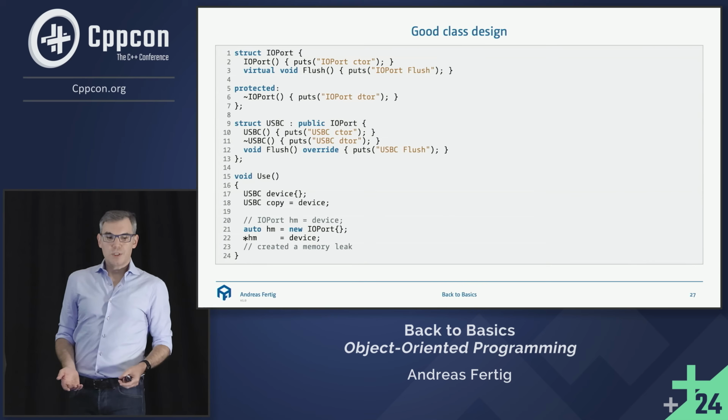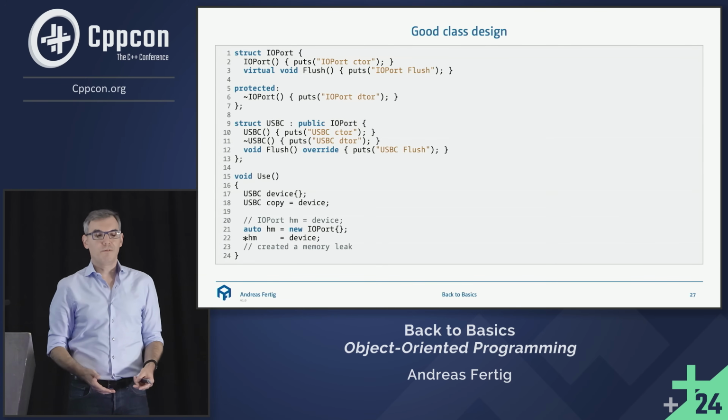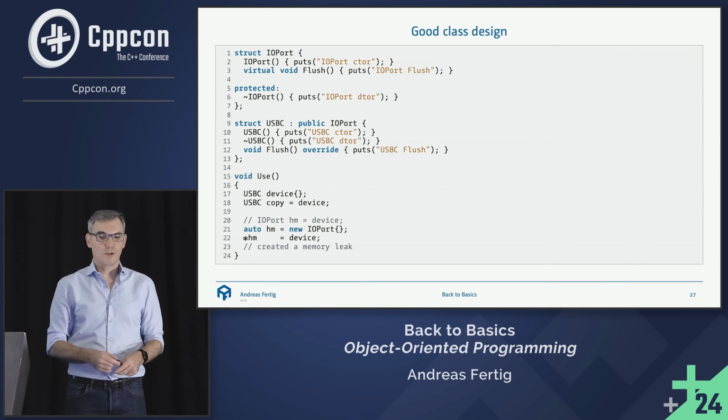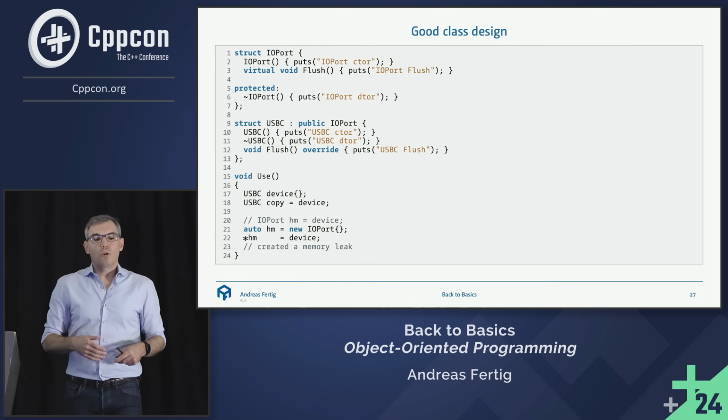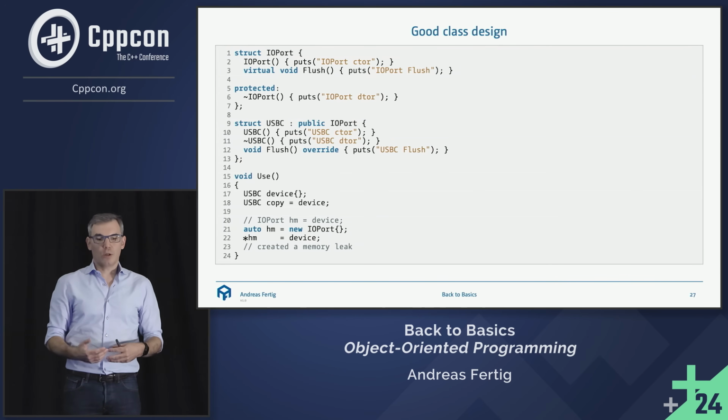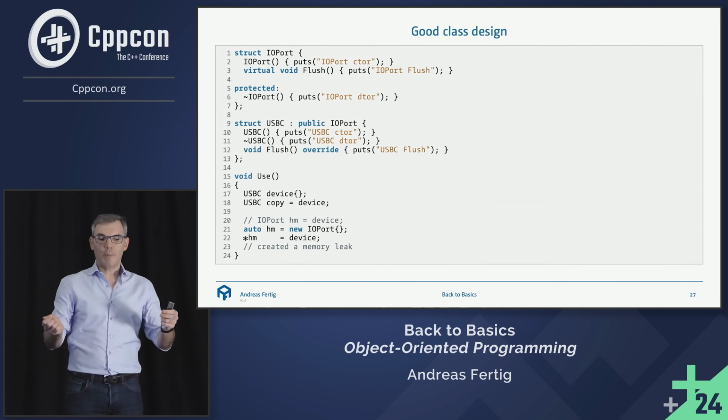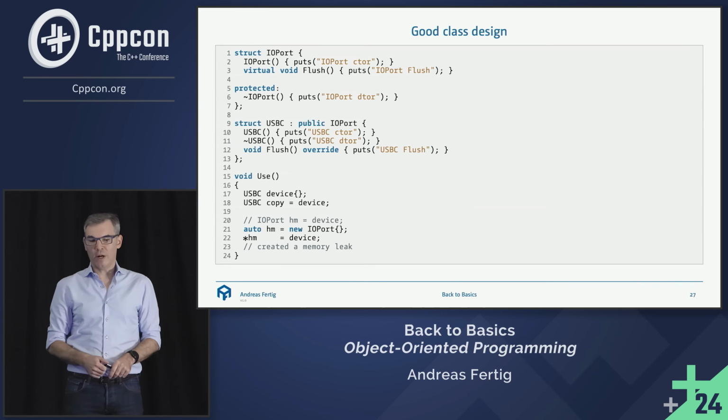USB-C, as always, derives from my IO port, comes with a default constructor, a destructor, and the member function flush, which is overridden from the base class. Now look carefully at what I do in use. I created a device object on the stack of type USB-C. I have this object copy where I assign the existing device to, so I essentially created a copy of USB-C. And that's totally fine. It's fully valid. That's what we want to be able to do.